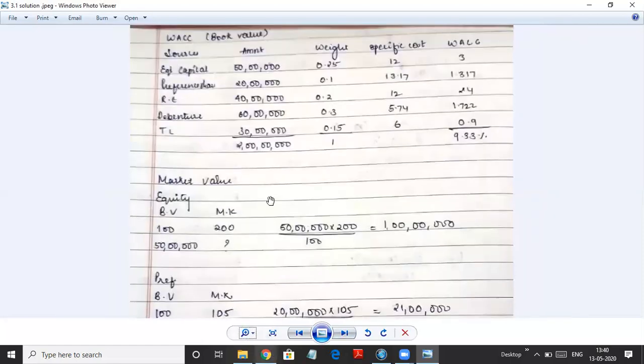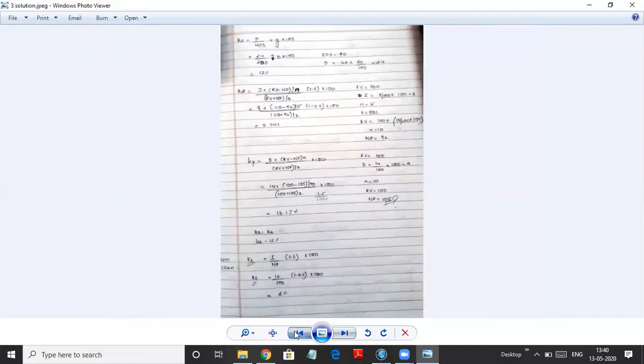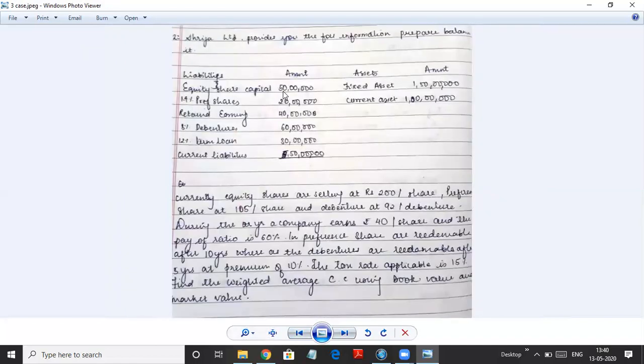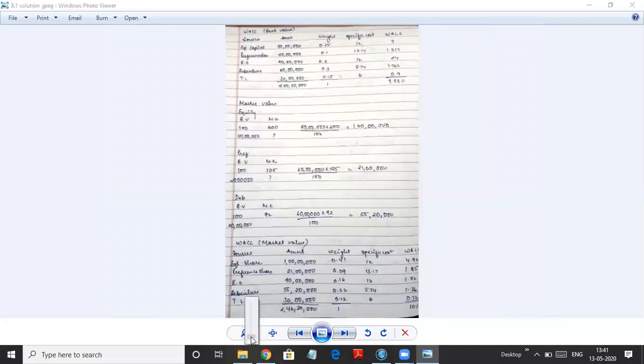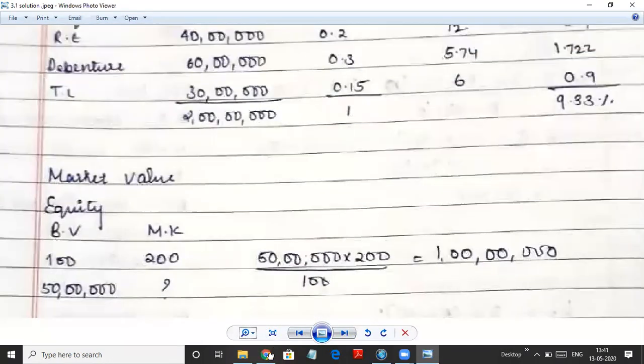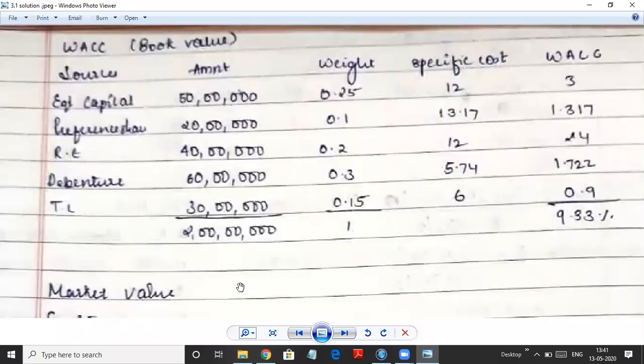So now using that we find the weighted average cost of capital with book value. So source: equity, preference, retained earnings, debentures and term loans. The book value amounts are there in the question, that is 50 lakh, 20 lakh, 40 lakh, 60 lakh, 30 lakh and 50 lakh. The same amounts are taken here if you observe. Total comes to 200 lakhs. Weightage: 50 lakh divided by 200 lakhs, you get 0.25.